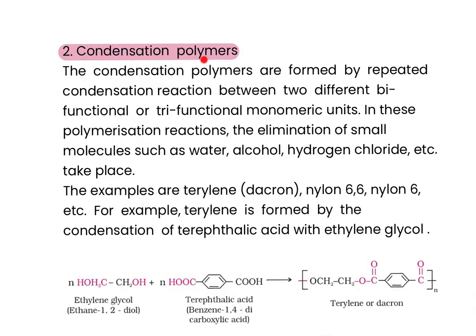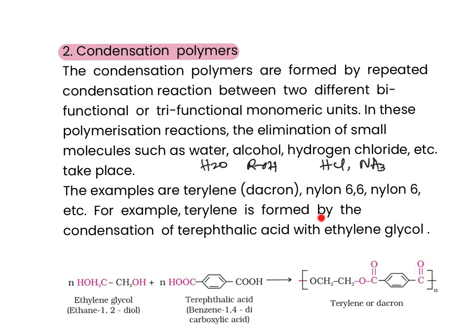The second one is condensation polymers. Condensation polymers are formed by repeated condensation reactions between two different bifunctional or trifunctional monomeric units. In this polymerization reaction, small molecules such as water, alcohol (ROH), hydrogen chloride, sometimes ammonia, are eliminated. The examples are terylene, also known as dacron, nylon-6,6, nylon-6, etc.